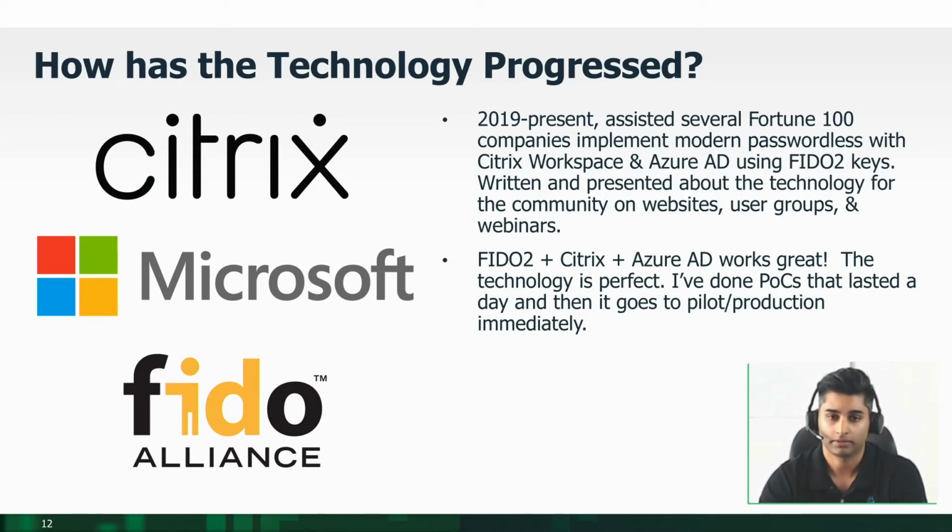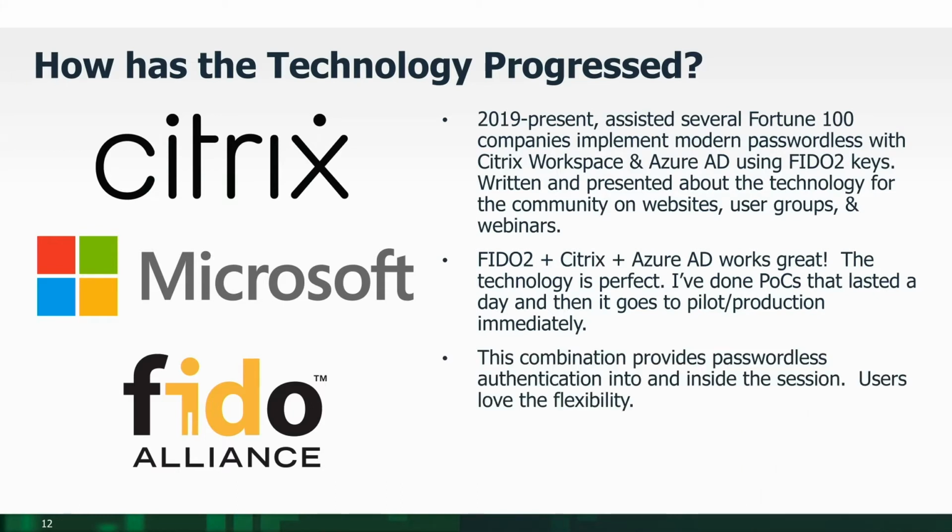FIDO2 plus Citrix plus Azure AD, there's no gotchas, there's no blockers, the technology works. I've done POCs that have lasted maybe a day, 2 days, maybe a week at most, and then immediately after that, it tends to go into pilot or production. The reason being that it is so very easy to deploy. And then the second reason is that it is more of an additive form of authentication. It's not taking anything away that you might already be running, it's just adding a new type of authentication method. And so for those reasons, it's very fast to deploy.